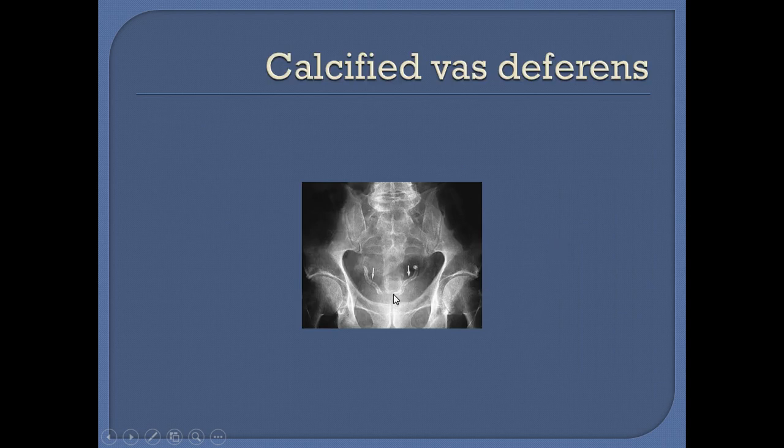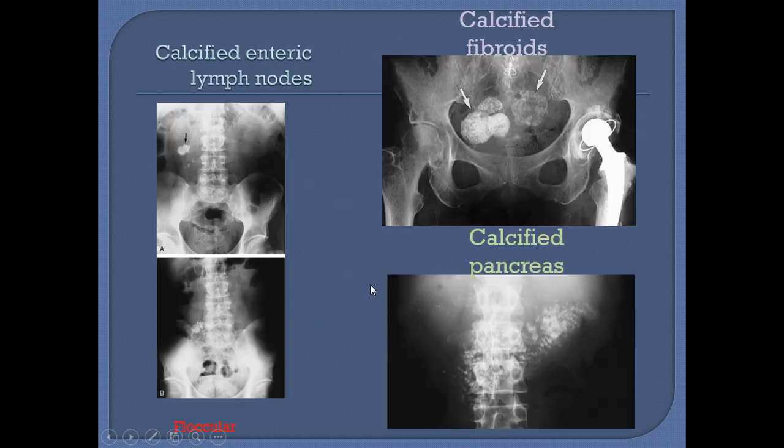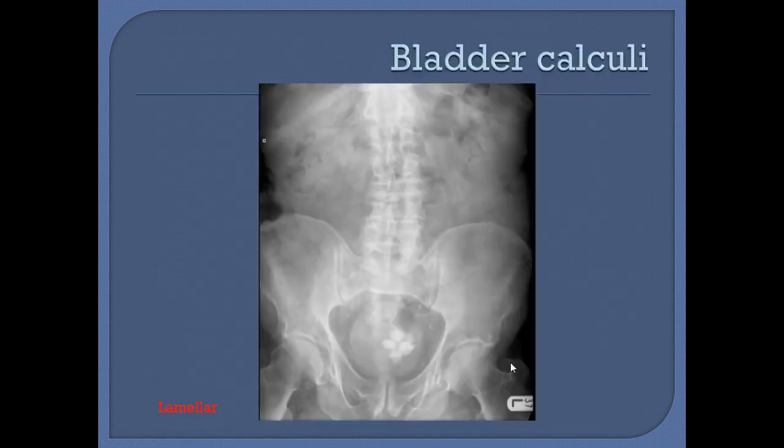Then in the X-ray pelvis, you can see the calcification of the vas deferens. These are normal. Calcified mesenteric lymph nodes. It is a benign finding, but usually in cases of tuberculous adenitis, we can also observe it. Then some calcified fibroids you can see in the pelvis, and calcification of the pancreas, usually seen in recurrent pancreatitis. Bladder calculi, you can see this is the image of the urinary bladder, and you can see these calculi.